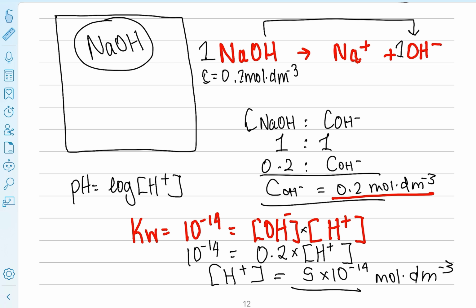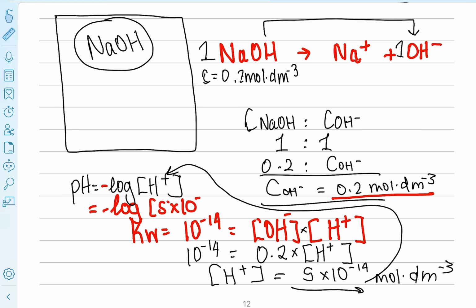Now you can take that value, and that is what you plug in to the equation over there. So what you get for your formula, you have to say negative log 5 times 10 to the power of negative 14. And after that, you will be able to get your value for your pH. And remember, guys, this is a base, right? And what do we remember about bases? Bases will have a pH between 7 and 14. And guess what the answer is here? 13.3.